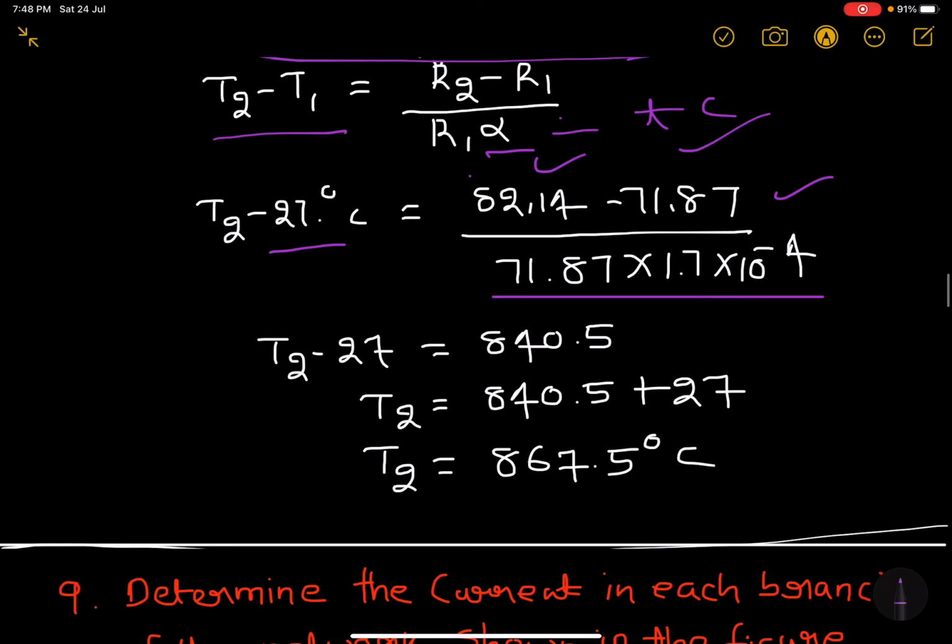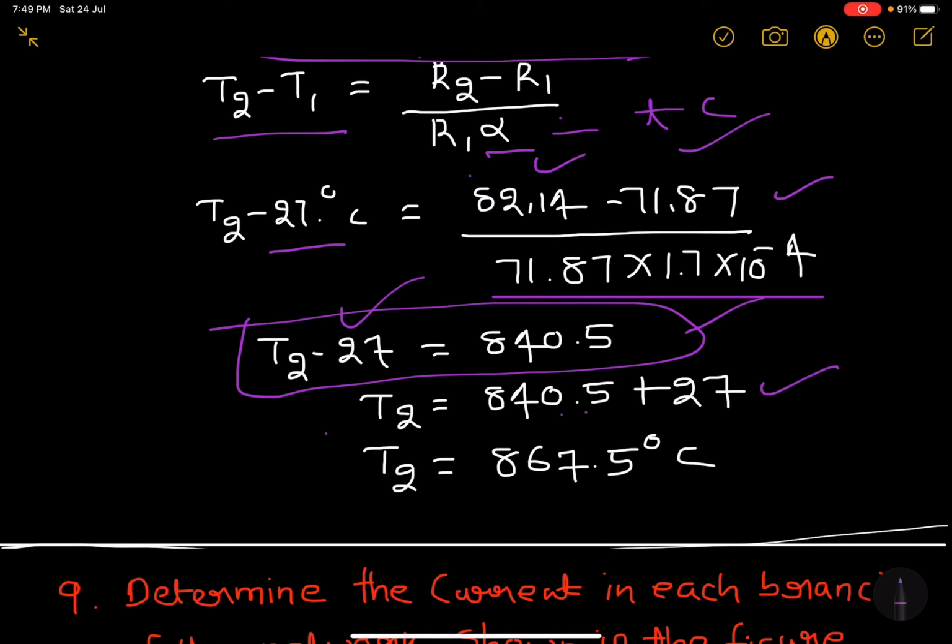Okay, this is simple calculation. I got T2 minus T1, where T1 is 27, equal to 840.5. Then T2 is 840.5 plus 27. I got the second temperature as 867.5 degrees centigrade.